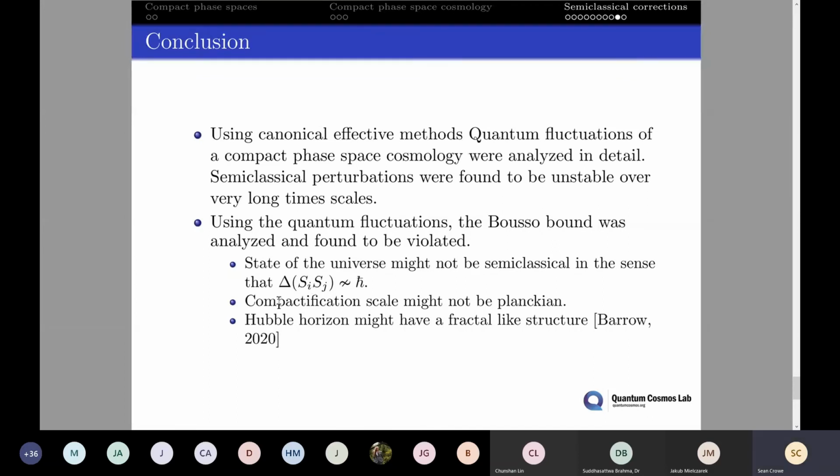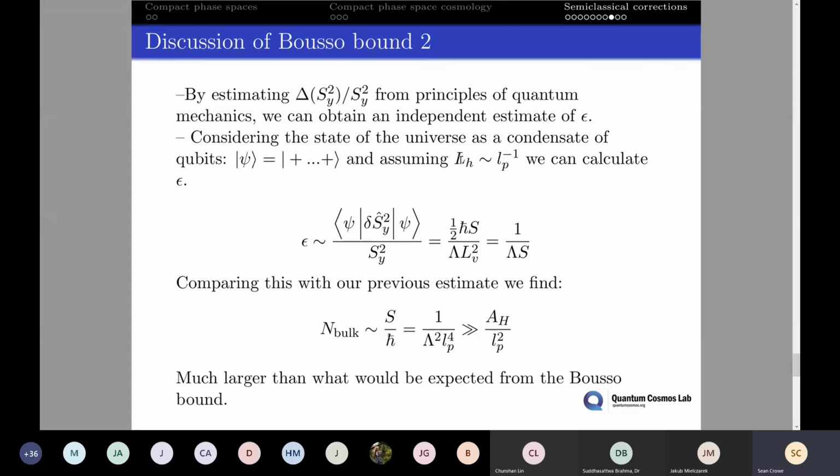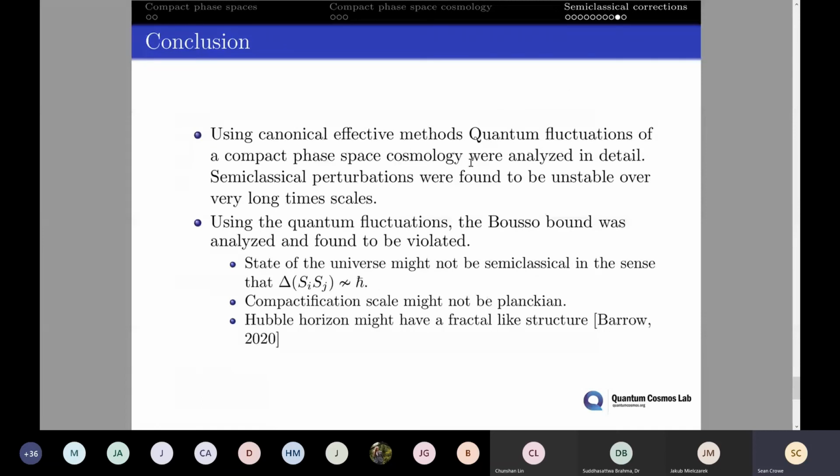It could also be that the compactification scale isn't Planckian. So in this last slide here, we were assuming the compactification scale for the Hubble parameter was Planckian. If we get around that assumption, we can also consider not violating this Bousso bound.